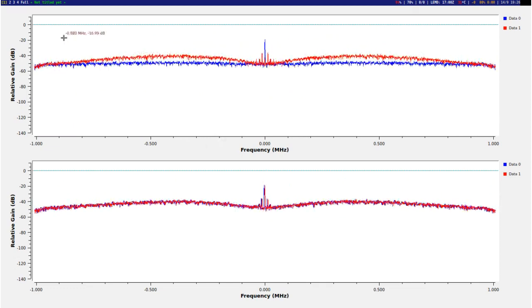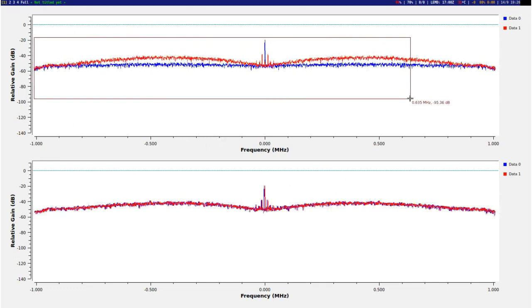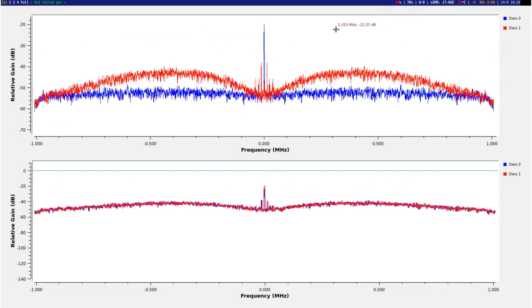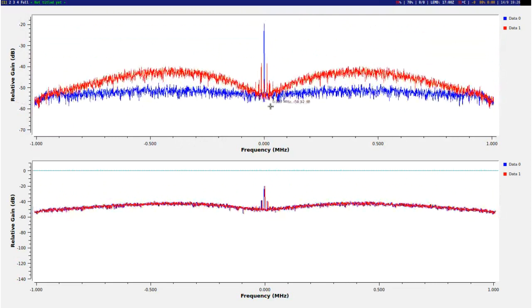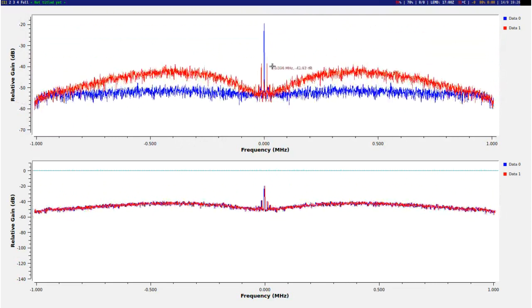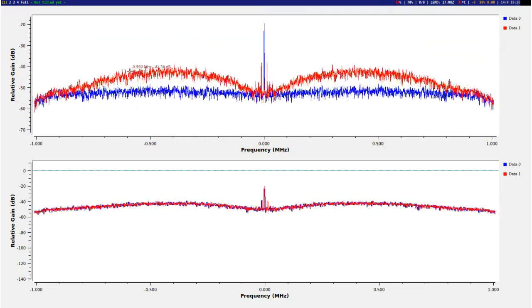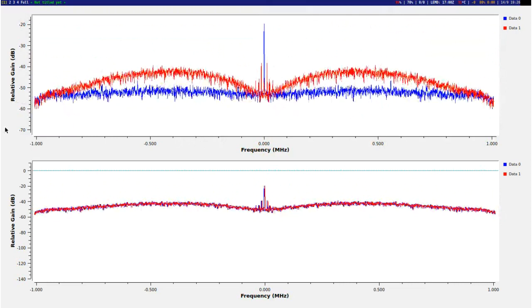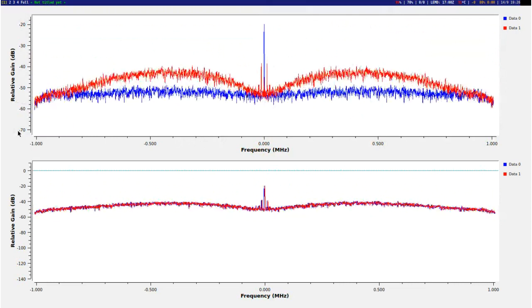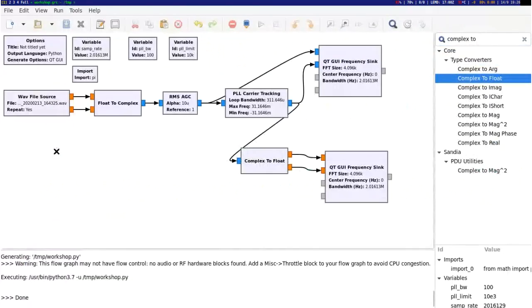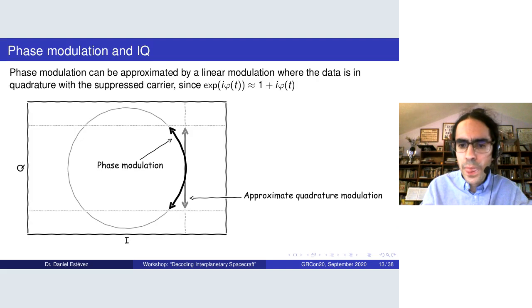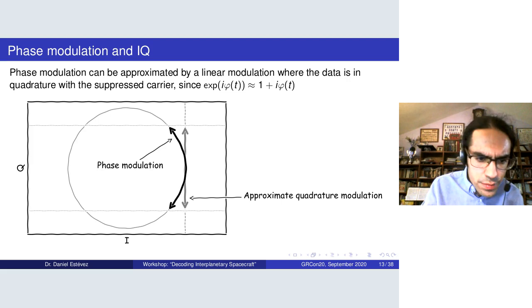And the interesting part, you see, in blue I have the real part, and in red I have the imaginary part. So it happens that the blue part has all of the residual carrier, and the red part has all of the data modulation we are interested in. Why is it so? Let's go back to the slides and try to discover it. So the reason is like this.